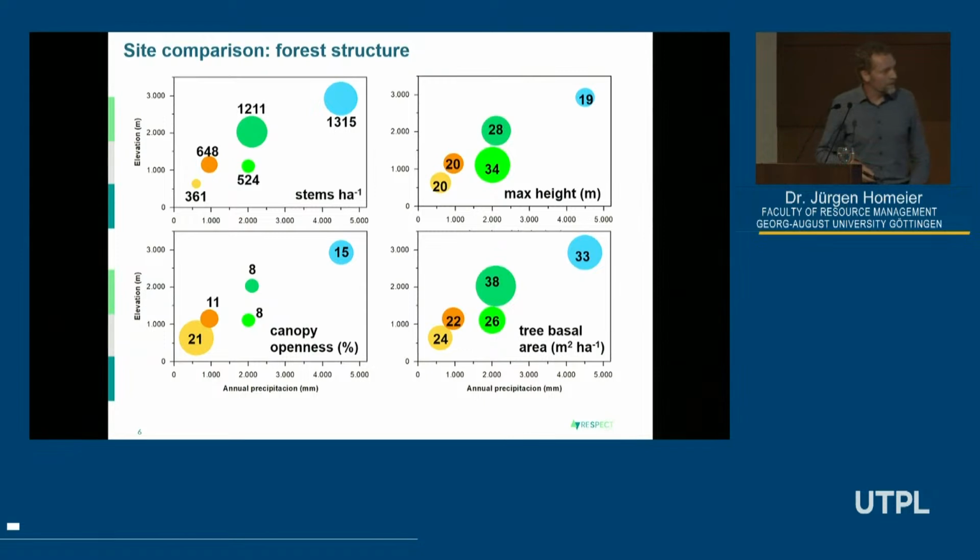Next parameter is tree basal area, so the total sum of all basal areas of the individual trees. And highest values we find here at 2,000 meter in the humid forest, about 38 square meters of basal area per hectare on average. The values for the dry forest and for the forest at 1,000 meter under humid conditions are very similar. At 3,000 meter, it's a bit higher. So that's a short characterization of forest structure of the 5 sites.